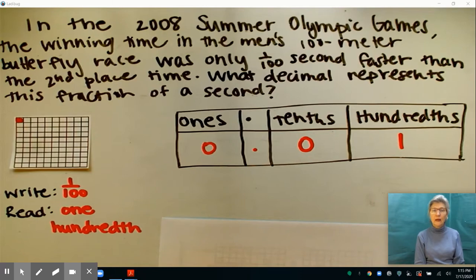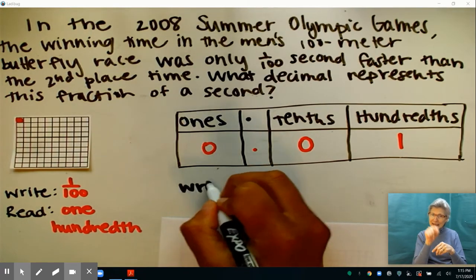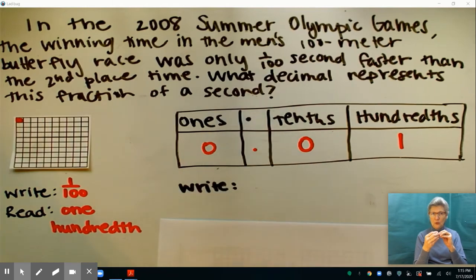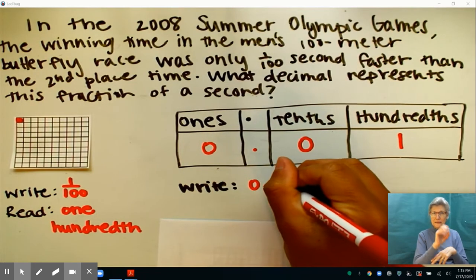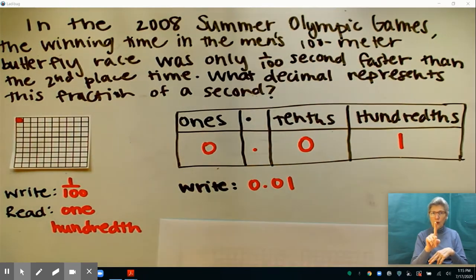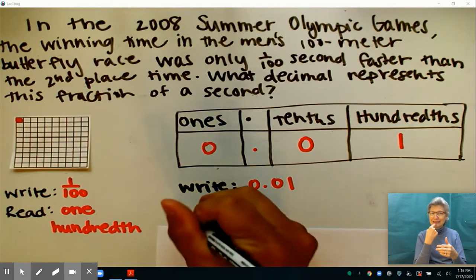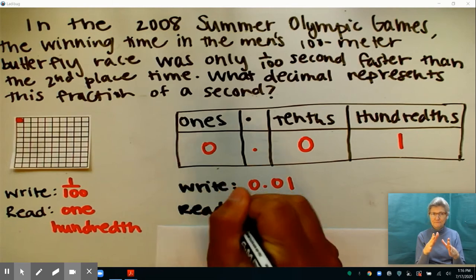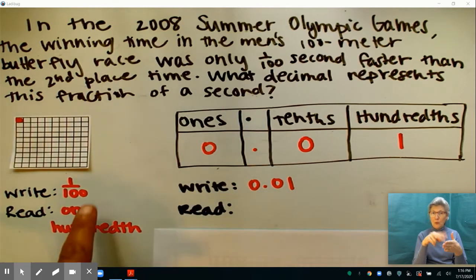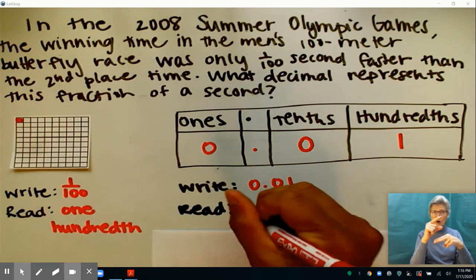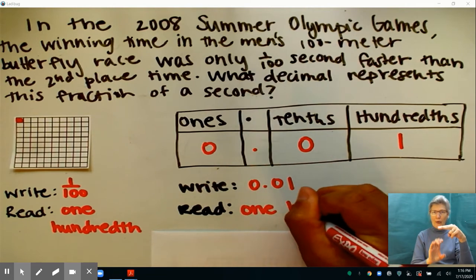So the way that we would go about writing this number in decimal form, we would write it as 0 and 1/100th. When we read it, again, we would read it the same way that we read the fraction, and that would be 1/100th.